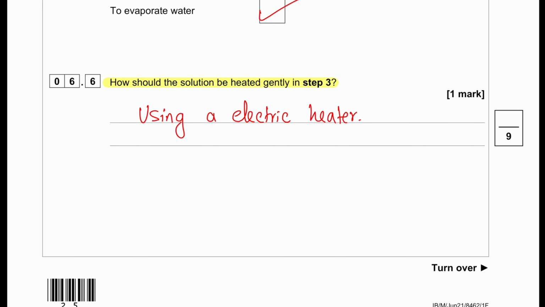Electric heaters are gentle in that they heat evenly and the change in temperature is gradual, whereas a Bunsen burner can have different temperatures at different parts of the flame, which can be a little bit troublesome because some salts are sensitive to temperature, and when exposed to high temperature, they can decompose.